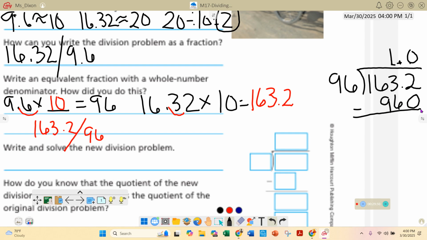Subtract. 2 minus 0 is 2. 3 minus 6 you cannot do, so we need to regroup that to a 7, and that becomes 13. 13 minus 6 is 7. 7 minus 9 you cannot do. Regroup the 1 to a 0. That becomes 17.